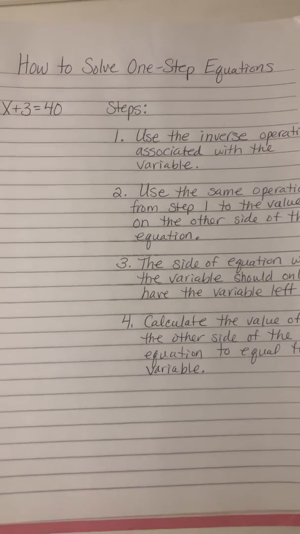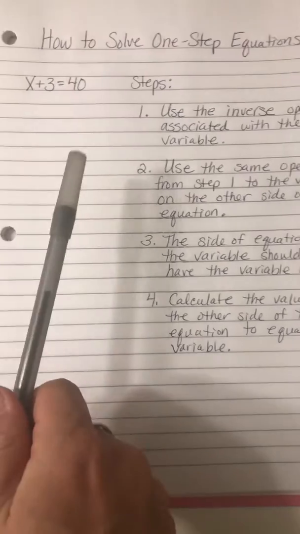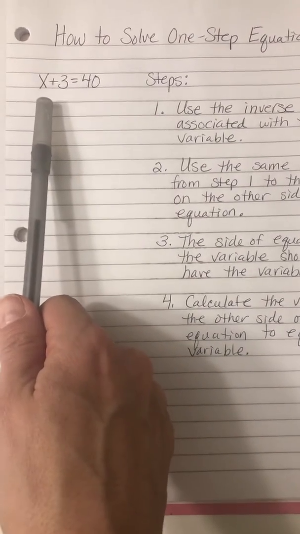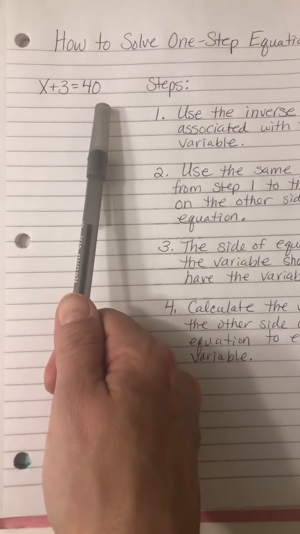How to solve one-step equations. First, as an equation, it should have an equal sign. One side of the equation, and then an equal sign, and the other side of the equation.